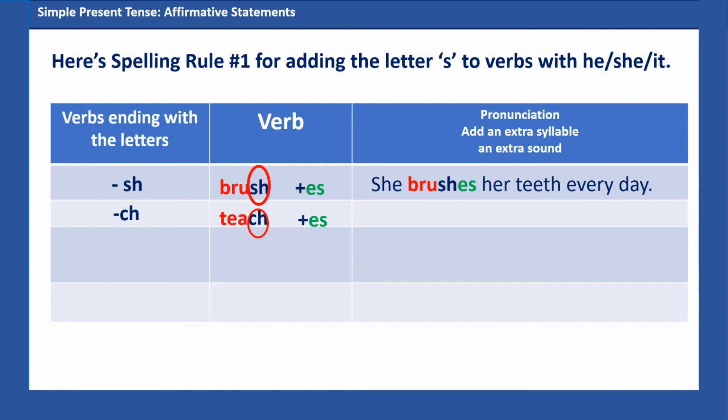Can you think of a verb that the last letter is S? Kiss. I kiss my mother every day. You kiss your mother every day. We kiss our mother every day. You kiss your mother every day. They kiss their mother every day. But what happens with he and she? That's right, you add ES. Why do you add ES? Because the last letter of the verb is S. So, the mother kisses her children every day.